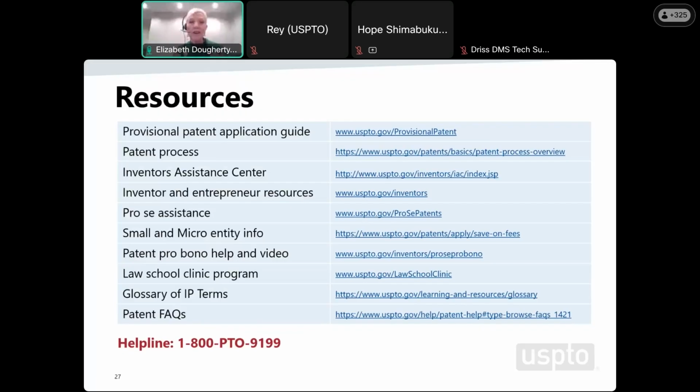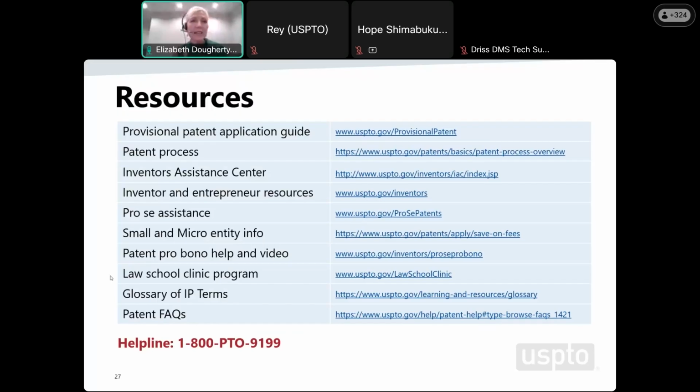with additional information as you begin the adventure of filing your provisional patent application or just investing in the process itself. We do have a provisional patent application filing guide that you can find. We do have information on the patent process itself. The patent process overview really takes a look at what happens at each step of the process. What can you expect when you're expecting that patent? How does that process go, and how can you best engage with the office?